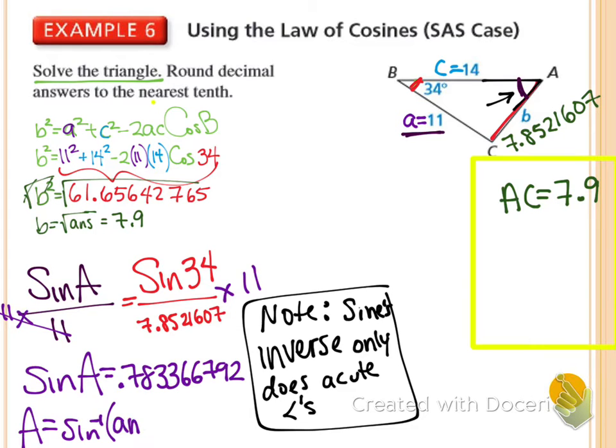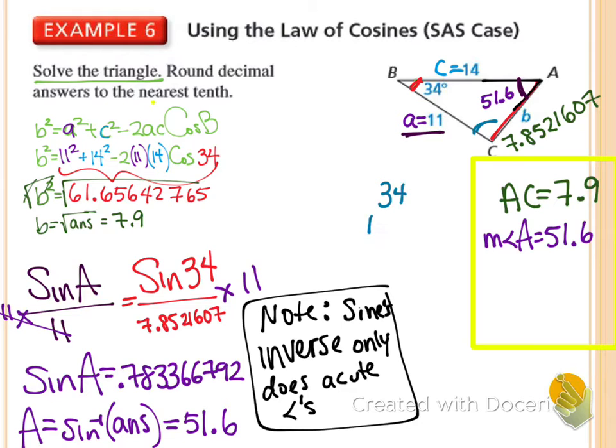Remember, you can type in previous answer, so you don't have to type in the decimal. This is the final answer for our angle, and it's 51.6. So the measure of angle A is 51.6. So at this point, we can find the measure of angle C by adding 34 and 51.6 and subtracting from 180.